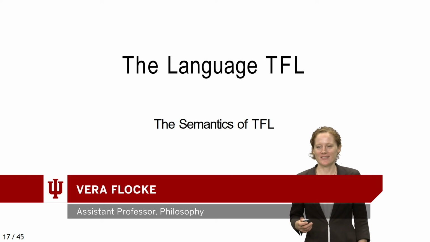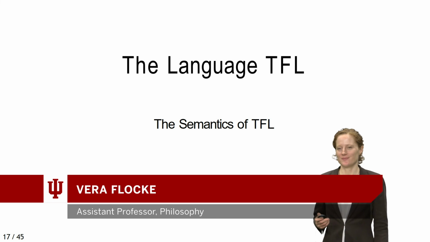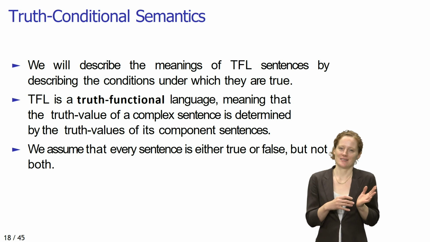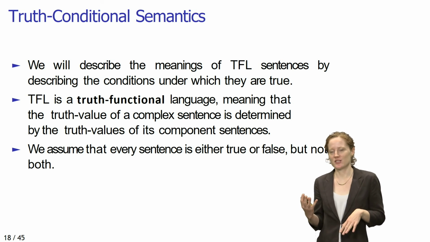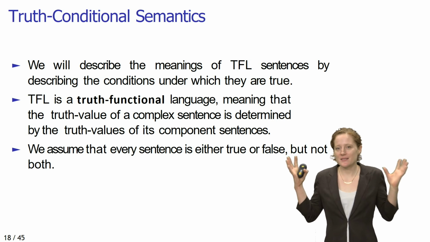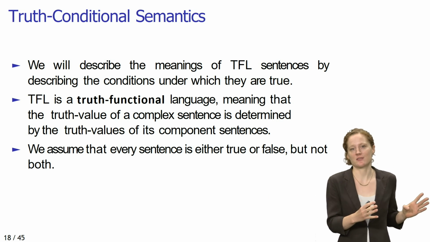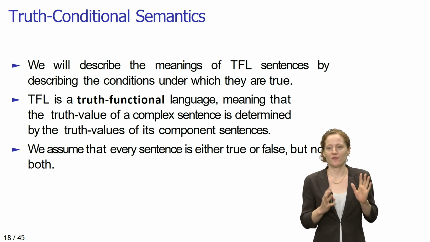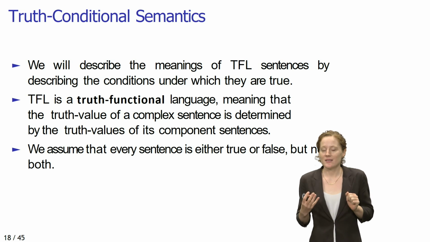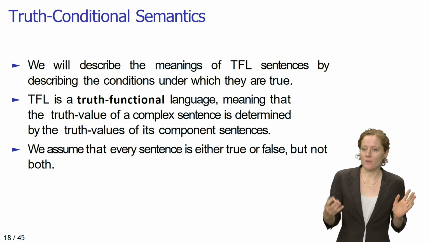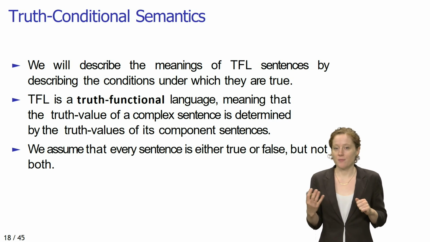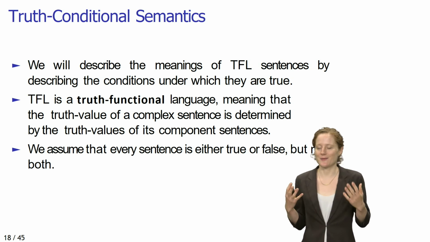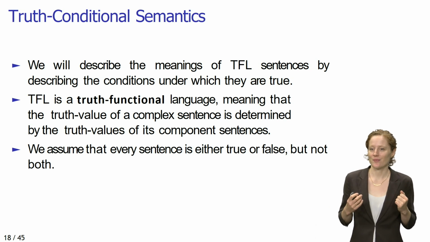Okay, let's go on to discuss the semantics of TFL. We will describe the meanings of TFL sentences by describing the conditions under which they are true. Now, this basic strategy rests on two assumptions. Our first assumption is that TFL is a truth functional language. That means that the truth value of a complex sentence is determined by the truth values of its component sentences. We will understand how that works better in just a couple of minutes.